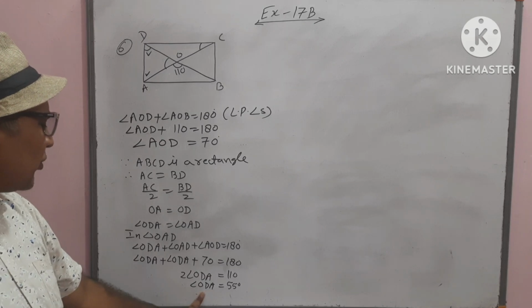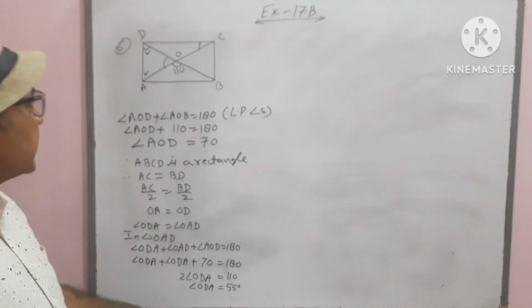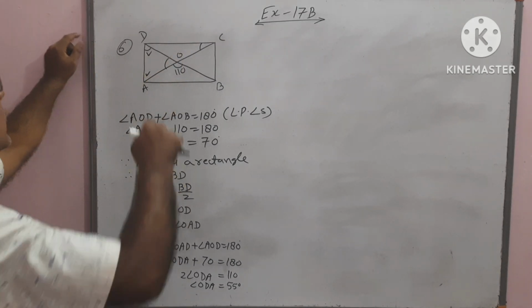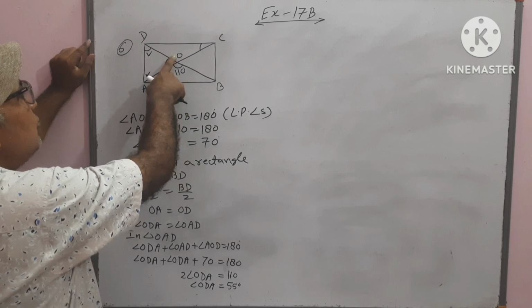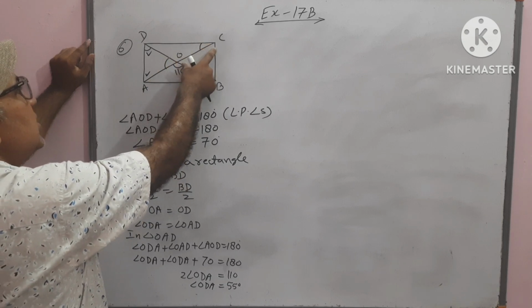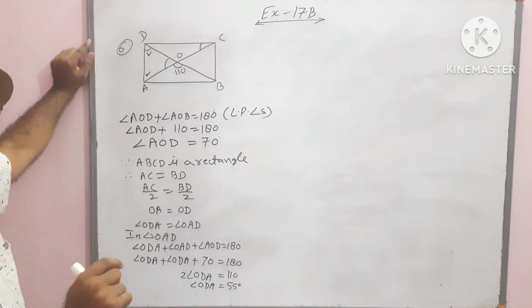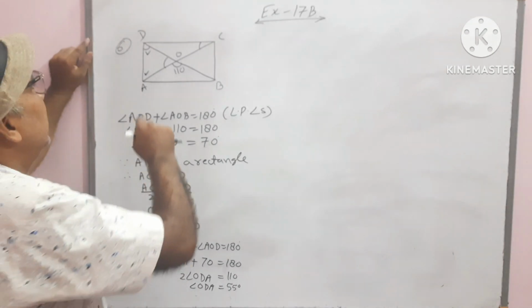So angle ODA is equal to 55 degrees, we have got. By the same method we will find this angle also. Notice carefully. If this is 110, this angle is also 110. OC and OD are equal, so by the same method we can find it. One more method is there, that I am going to tell.